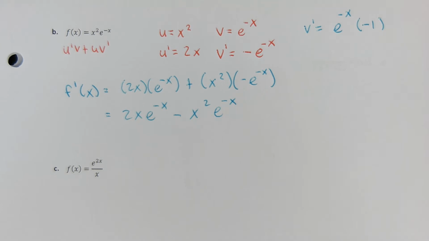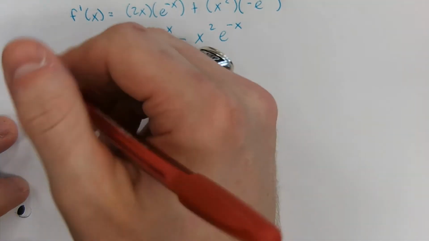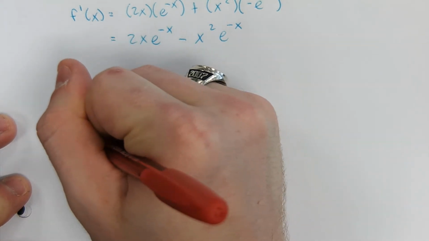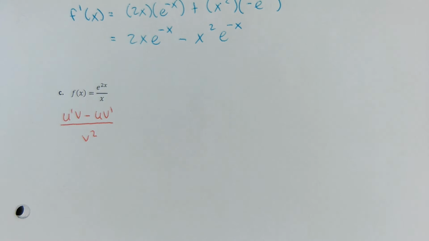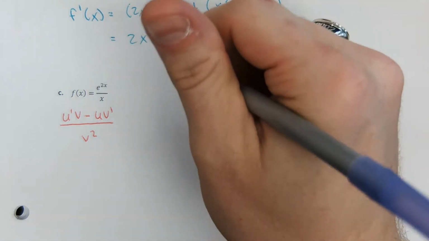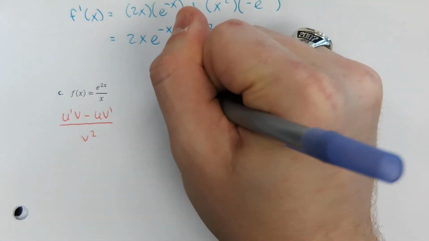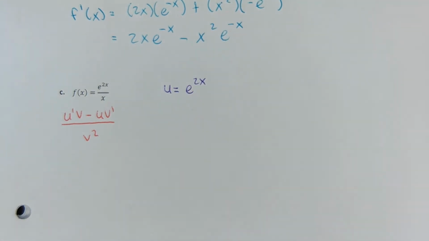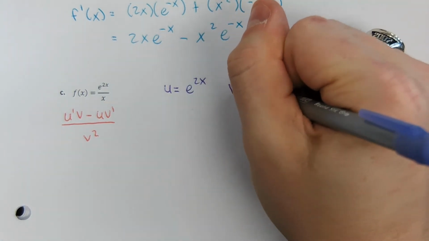C is a fraction. That means we're going to be using the quotient rule that we quote unquote learned, reviewed, brushed the dust off of on Friday. Quotient rule: u prime v minus u v prime all over v squared. I'm feeling colorful today, so I'm going to scooch over to purple, where u is e to the 2x, and v is just x.